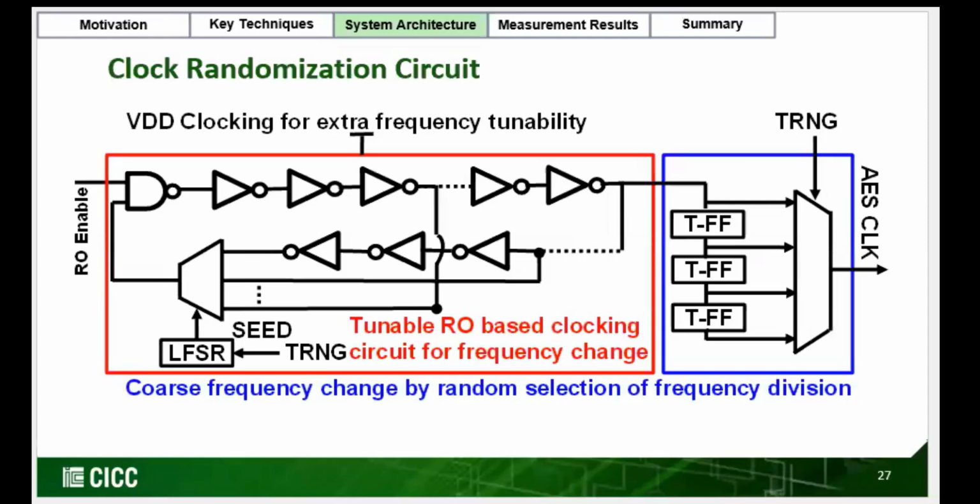This is our clock randomization circuit. It has 2 parts. First part is a fine randomizer circuit, which is made by a tunable stage ring oscillator circuit. And we can switch between number of stages by randomly selecting them using a LFSR. For further randomization, LFSR is seeded by TRNG. We have a coarse randomizer circuit, which is being done by a frequency divider by T flip-flop. Again, we can randomly select those coarse randomization circuits, and we can randomly select the frequency this way.